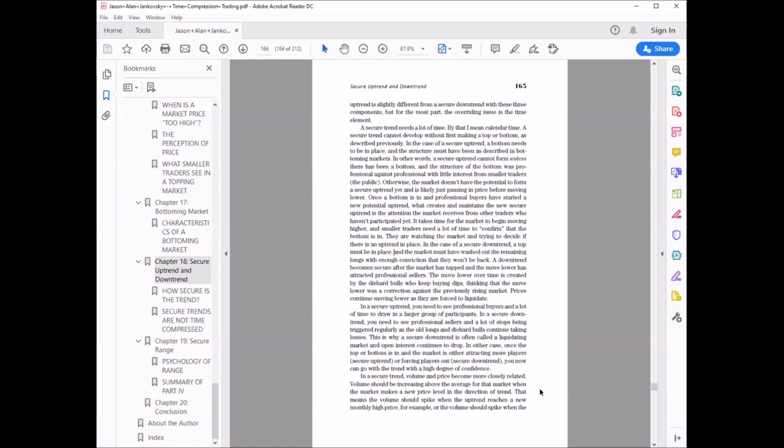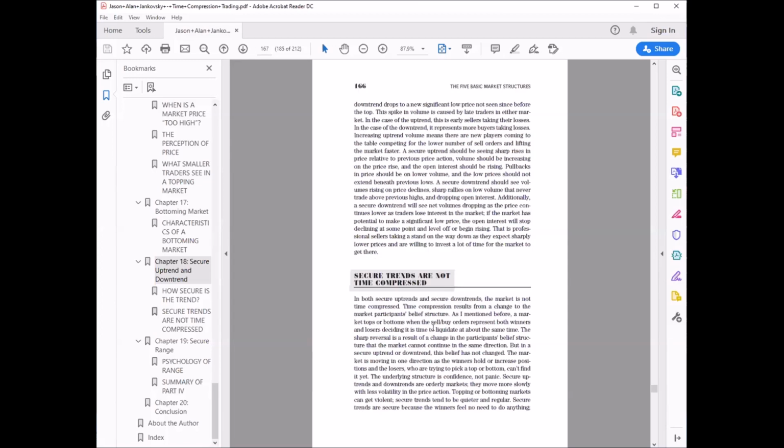In a secure trend, volume and price become more closely related. Volume should be increasing above the average for that market when the market makes a new price level in the direction of the trend. That means volume should spike when the uptrend reaches a new monthly high price, for example, or volume should spike when the downtrend drops to a new significant low.